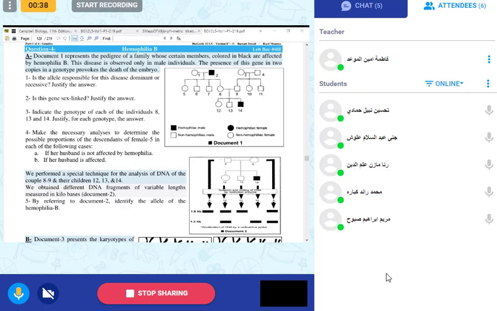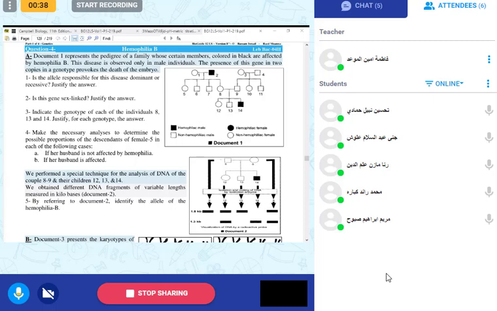So in how I prove that it is not on the Y, we look for an affected son, and we check that his father should also be affected. Muhammad denied this by saying 14 is affected. His father, 9, is normal, and he takes the Y from his father. So this is proof that it is not on the non-homologous part of Y.